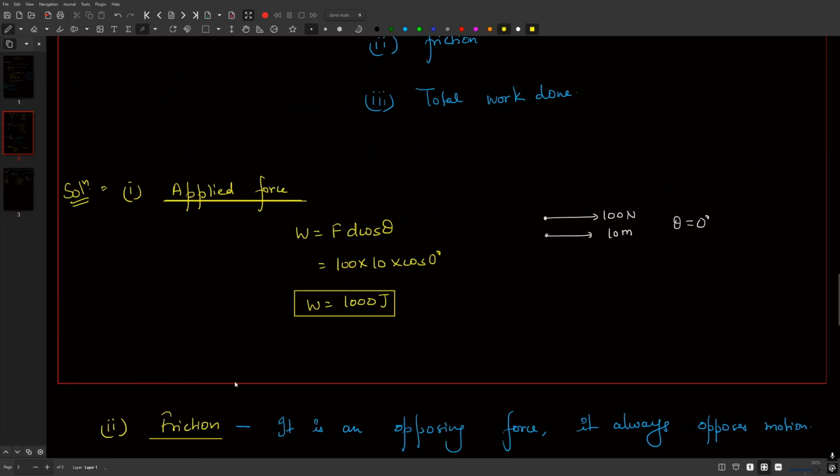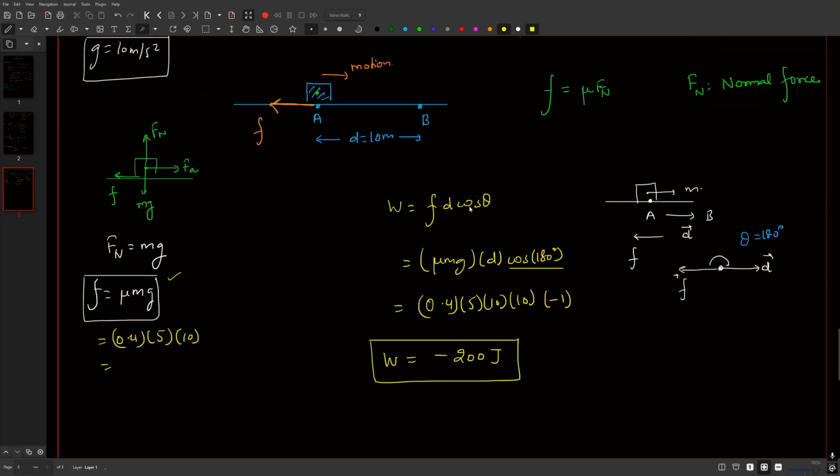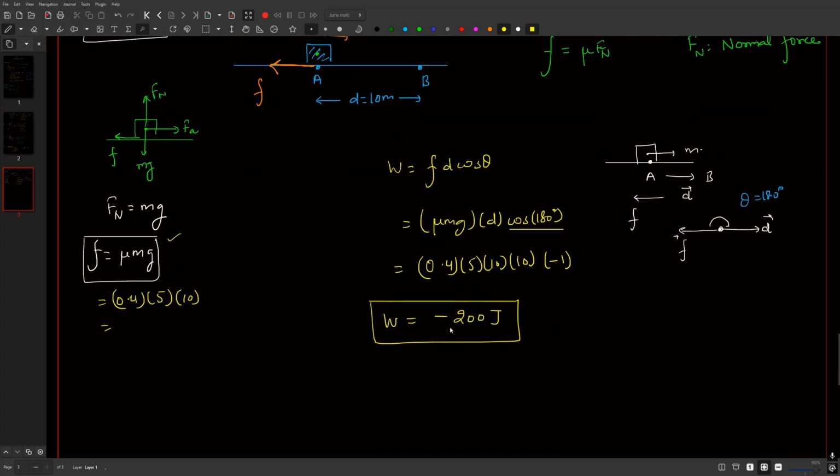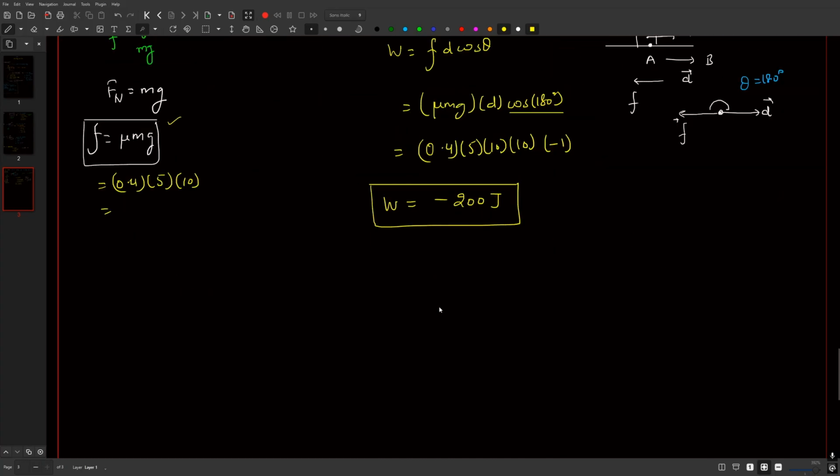So what we noticed is that when we calculated the work done by the applied force, it came out to be a positive number, whereas when we calculated the work done by friction, it came out to be a negative number. Something which you need to remember. We will be coming back to it. Now let's do another problem.